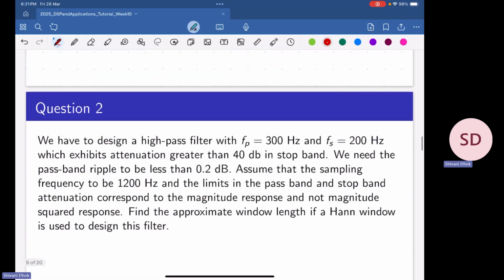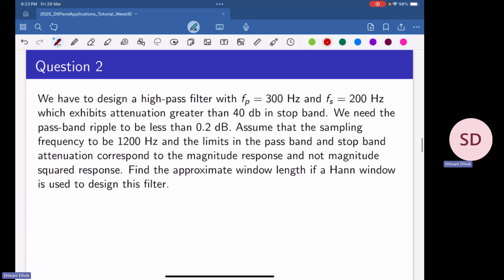Okay, if there are no questions, then let me move on to the next question. Okay, so this question looks a little bit long one. So we'll read it step by step and try to simplify and try to understand what is being asked to us. Okay, so let's start.